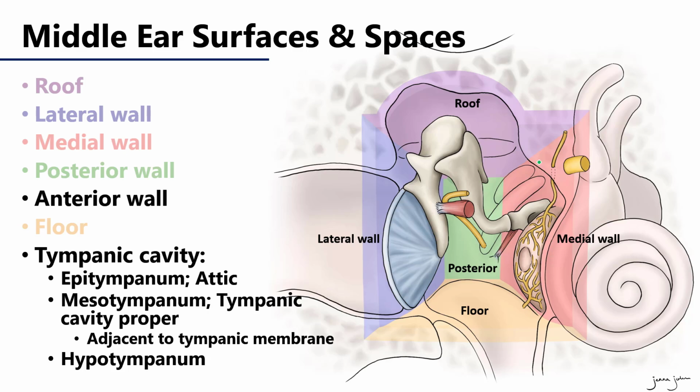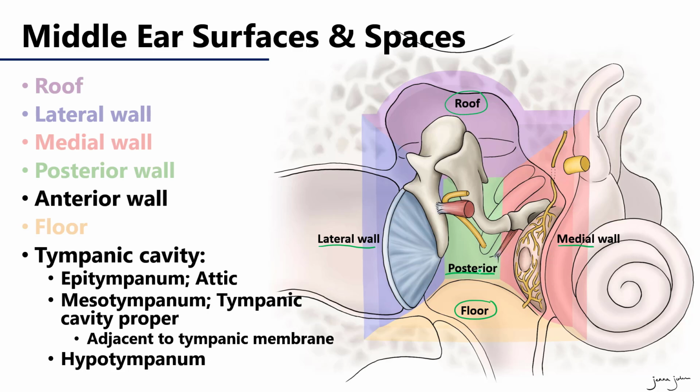So let's take a look at some of the surfaces and spaces. We can conceptualize the middle ear as kind of a box. So there is a roof to that space. Likewise, there is a floor to that space. There are lateral and medial walls, as well as a posterior wall, and not pictured here would be the anterior wall because we are looking at this space from the anterior.